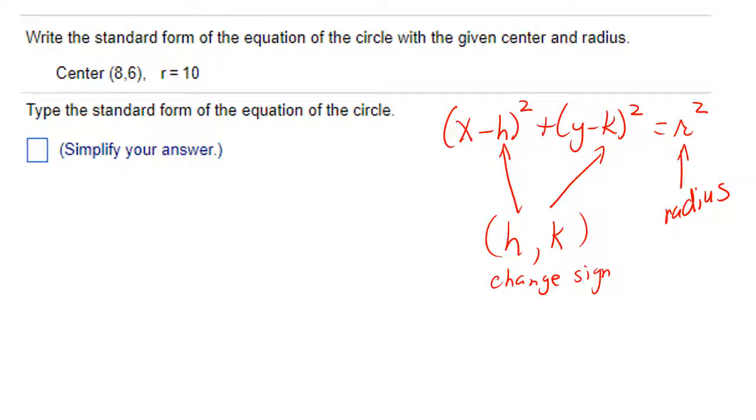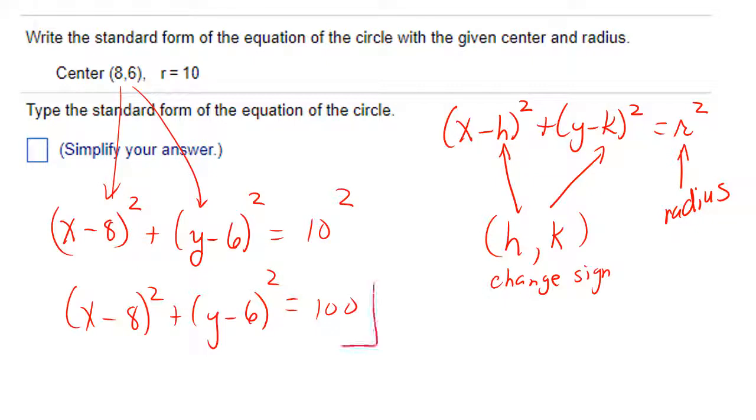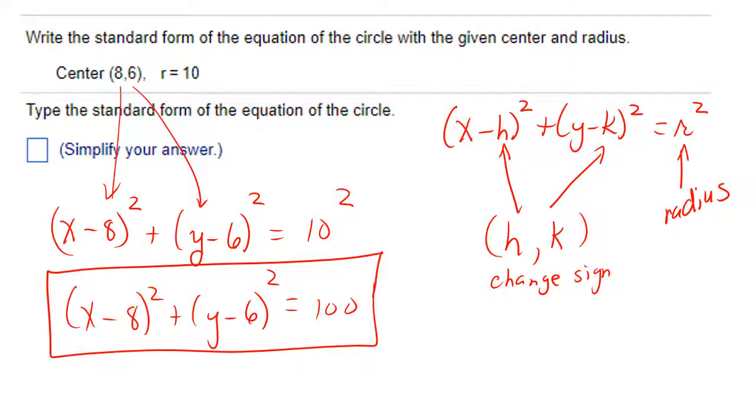So when I replace this back into the formula, I will have x minus 8 squared, change that positive to a negative, plus y minus 6 squared, and that will equal to 10 squared. Since we're asked to simplify our answer, we would simply square the 10. You do not have to do the FOIL method and get rid of the parentheses. So this would be my final answer for the equation of the circle.